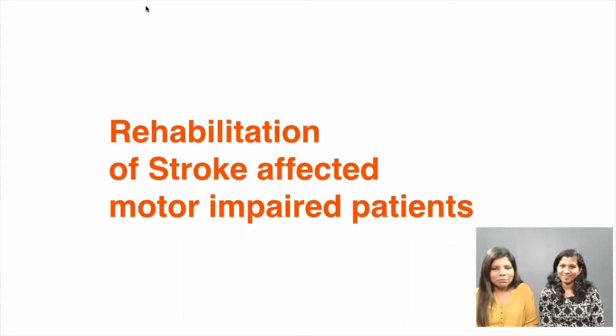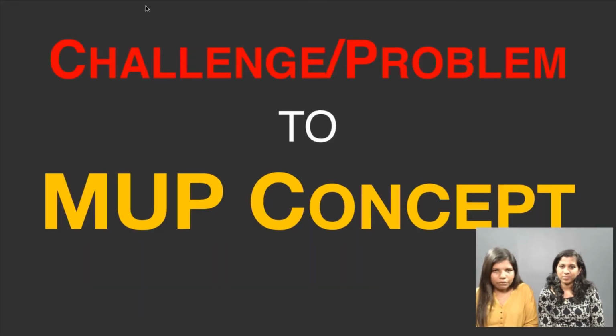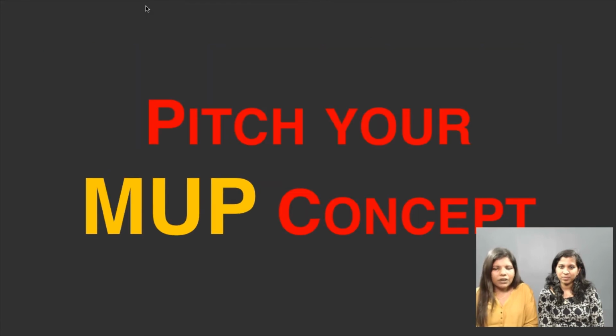Hello everyone, I'm Deepika Gunashekharan and she is Krishna Shivanan. We are here to represent our startup Pratikara. Our challenge statement is rehabilitation of stroke affected motor impaired patient. We started with a challenge brief, that is our problem statement, and then to the MUP concept. Let's see our MUP pitch.